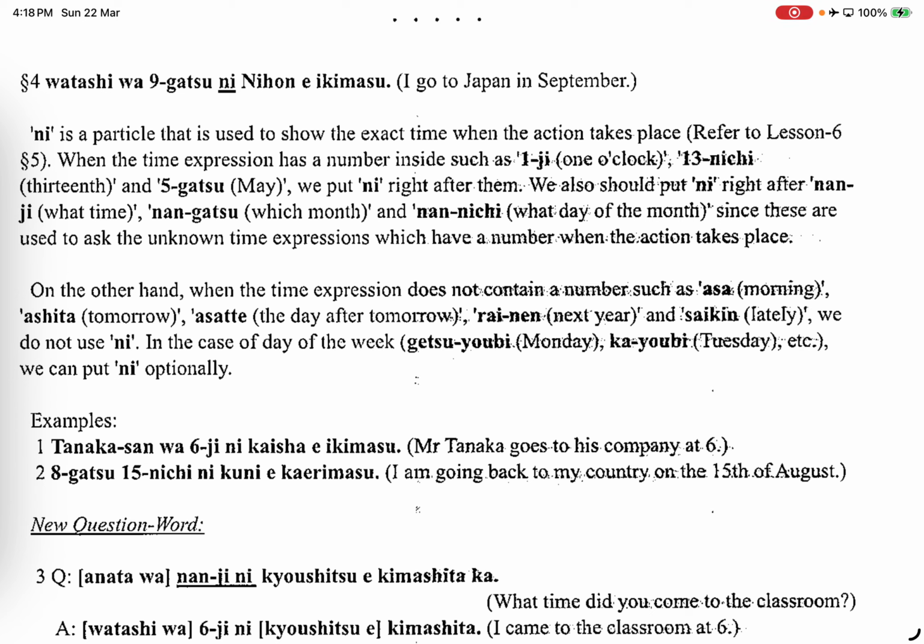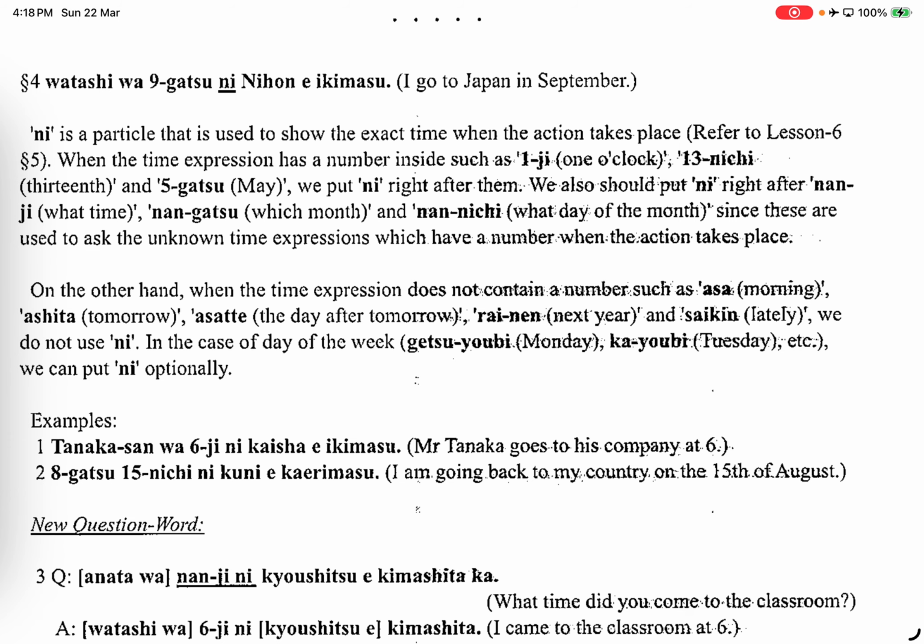Right? Or if you want to use the word in, you can change it to during. So I go to Japan during September. Right? So think of it as the ni particle still captures that specific time period that you're going. I'm not going outside of September, I'm going in September, at September. So it still has the same meaning as the ni meaning previously.